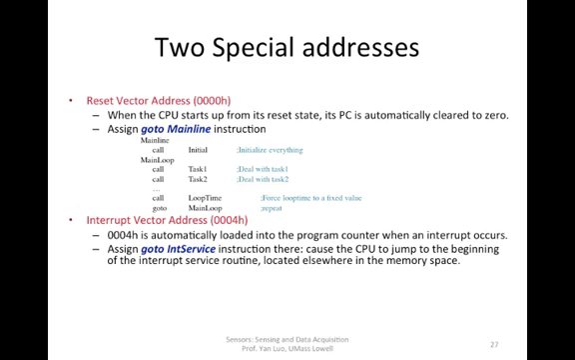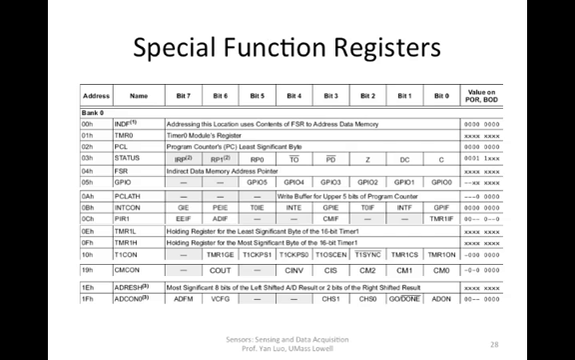We already talked about these special addresses. This is a part of the table of special function registers. What we see here is the first column is the address of the register, and the second column is the name, and the rest of the columns are the meanings of each of these bits in the register. All the registers are 8-bit.